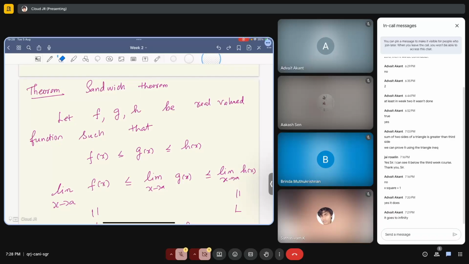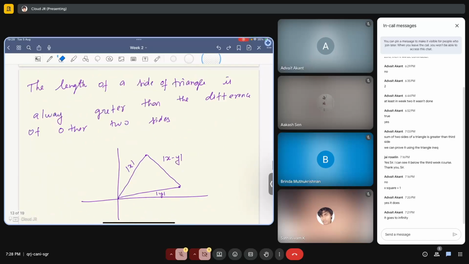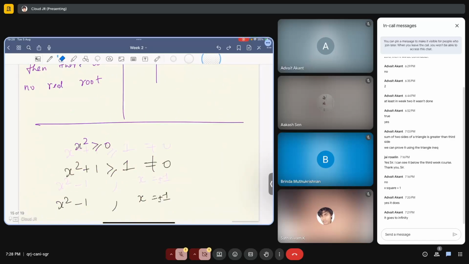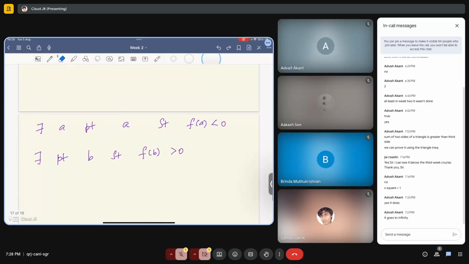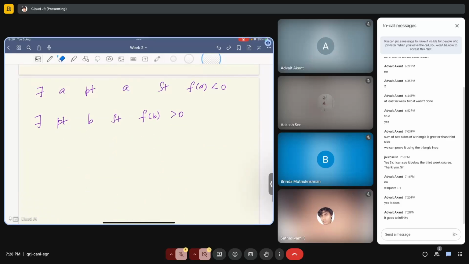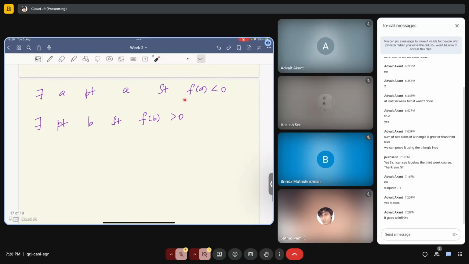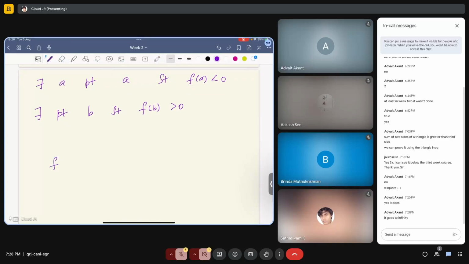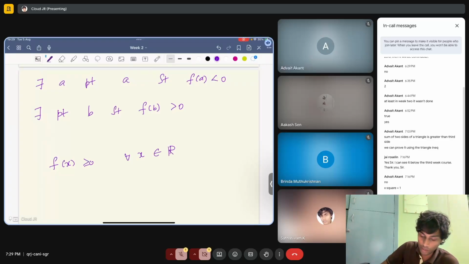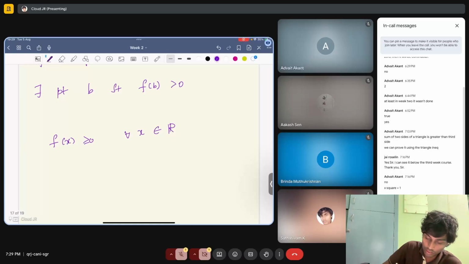Okay. So let me go and apply it here. Why am I claiming this is true? Suppose it is not true. Suppose, let's say, f of x is greater than or equal to 0 for all x belongs to R. Okay, let's say if this was the case, then what happened? Then you use the sandwich lemma.